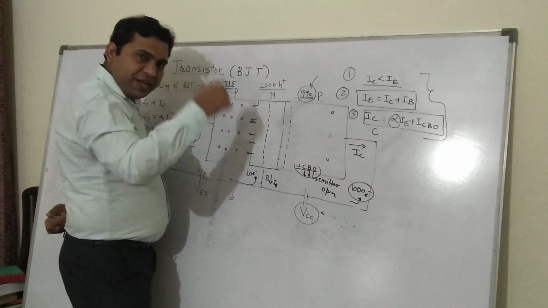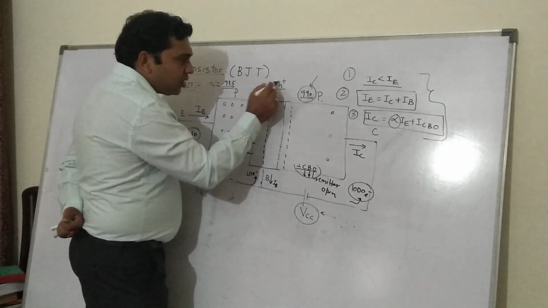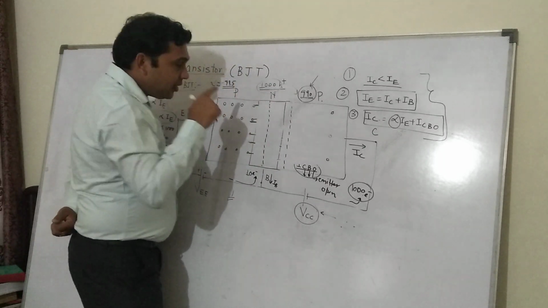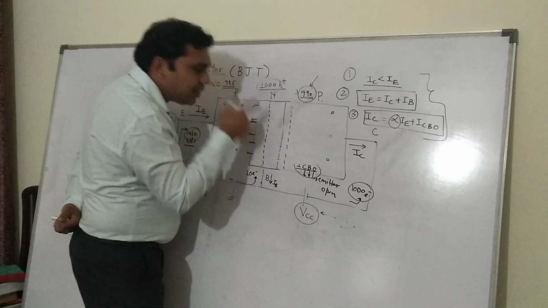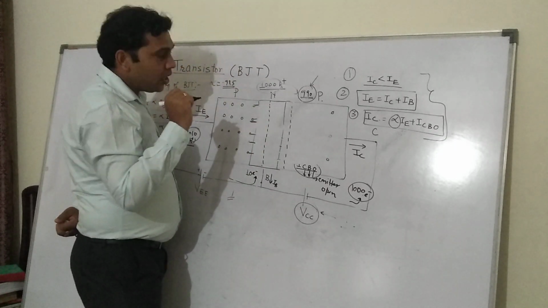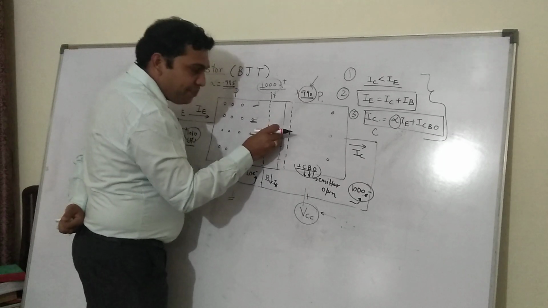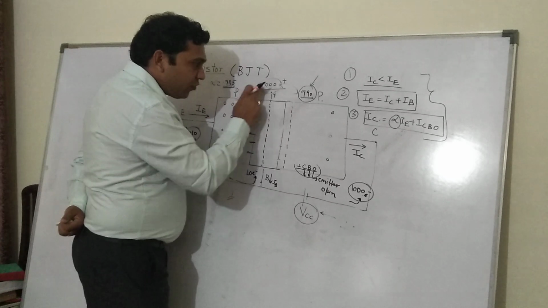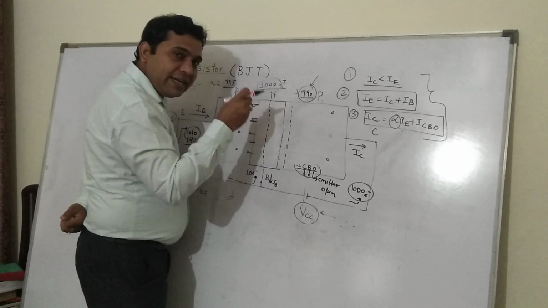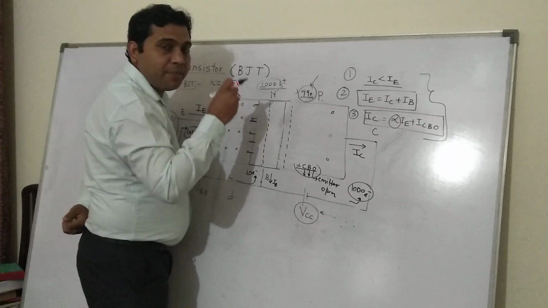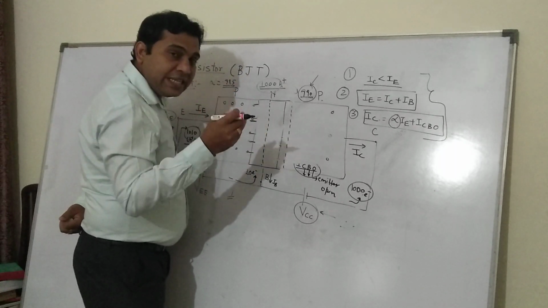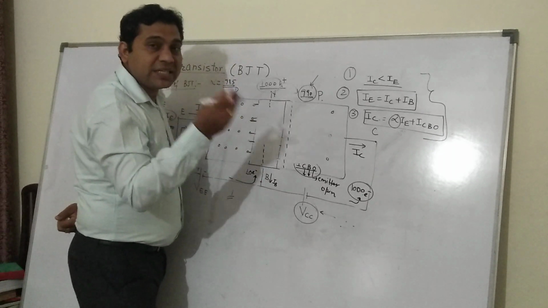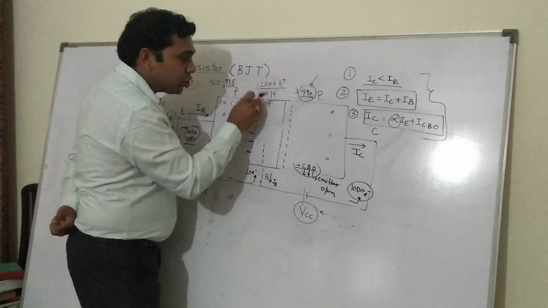So let me tell you in another way. Out of 1000, 990 was reaching. Where was 10 going? The rest of the 10 holes were recombining in the base region. Now, if you have increased the base depletion region width, what is the probability? Out of 1000, earlier it was recombining 10, now will it recombine more or less? Definitely the answer is less, because now you have less space, so less chances for the holes to recombine here.